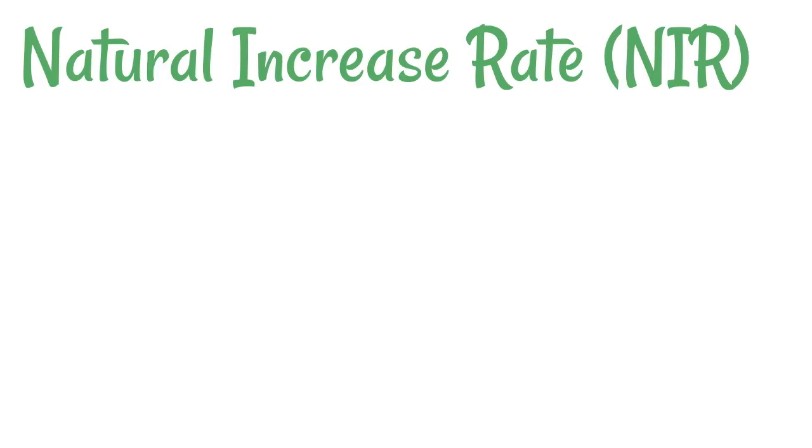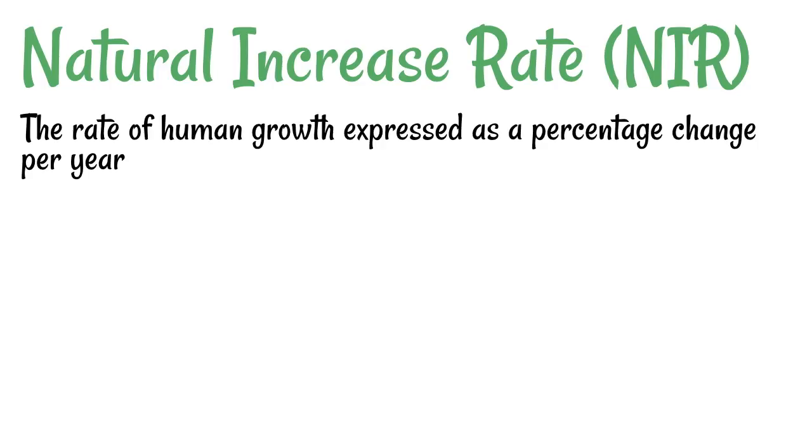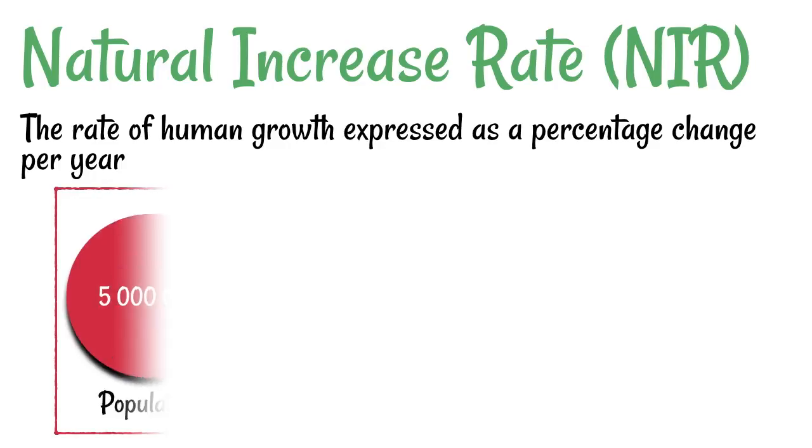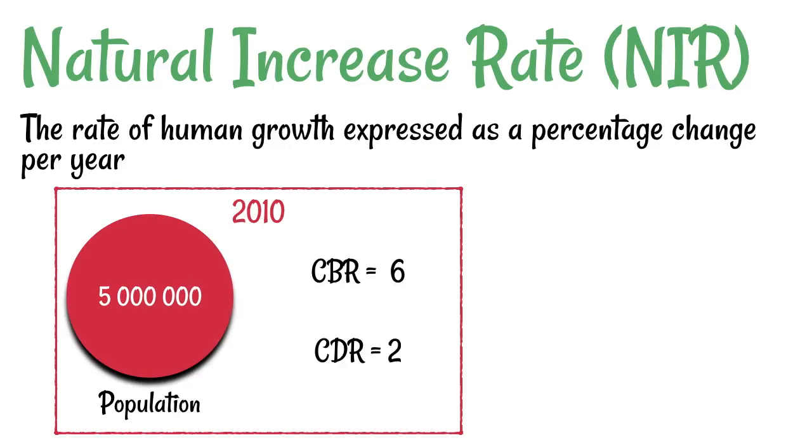Natural increase rate. Now, this is where we can use crude birth rate and crude death rate to give us some useful numbers as to how things are changing. So this is the rate of human growth expressed as a percentage change per year. Notice it's a percentage change. So let's go back to our data for this nation. We've already calculated our crude birth rate and crude death rate, which we've got here.